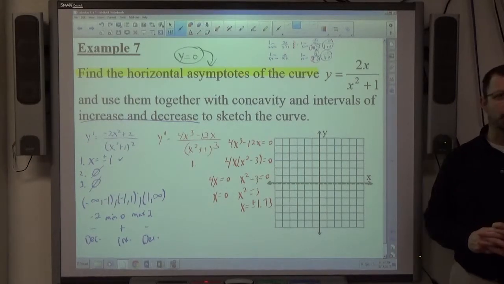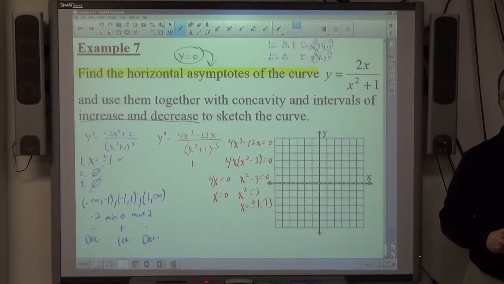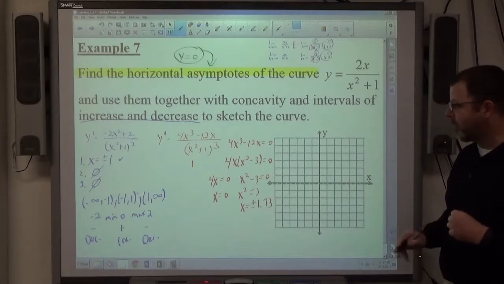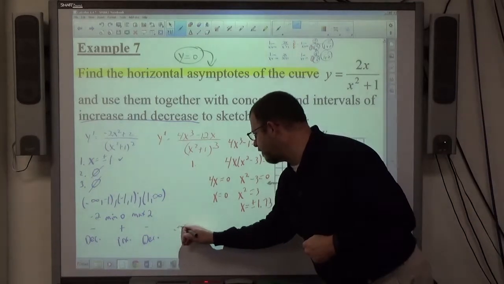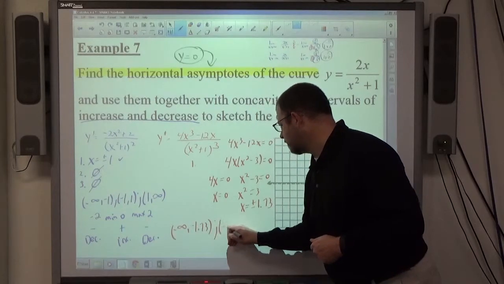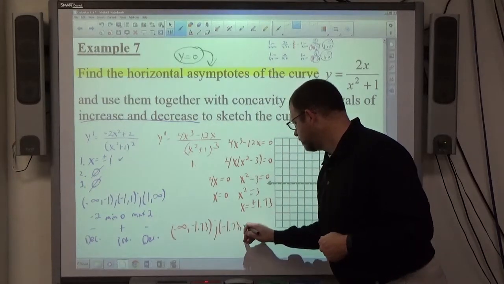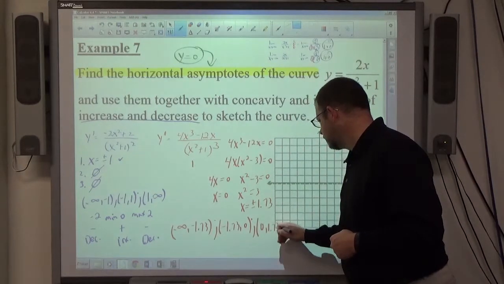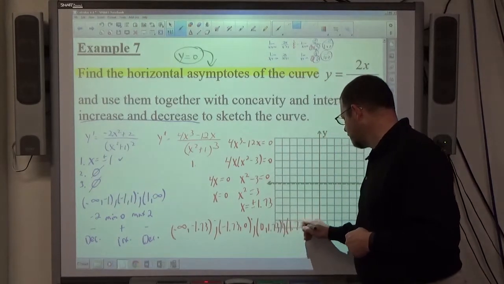If I'm trying to build a bridge, I'll probably keep the square root of 3. If I'm trying to graph a function, 1.73 is perfectly fine. So we get 3 critical numbers in the second derivative, so we're going to go from negative infinity to the smallest one, from that one to the next one, from that one to the next one, and from that one to infinity.